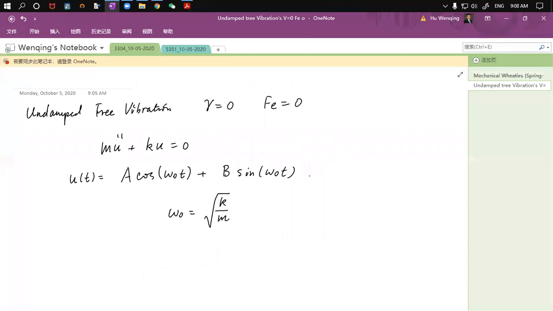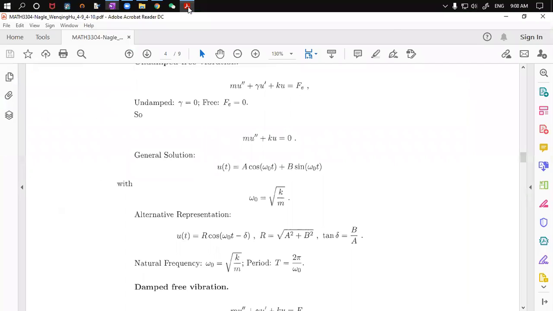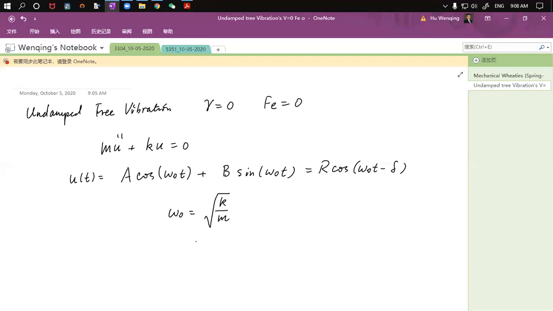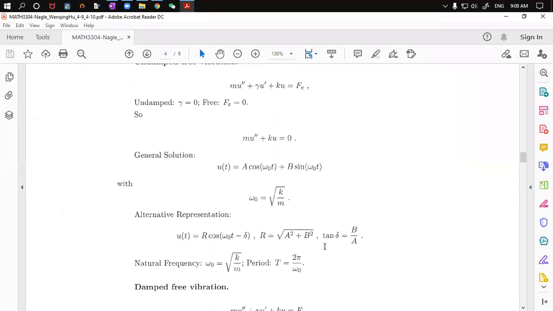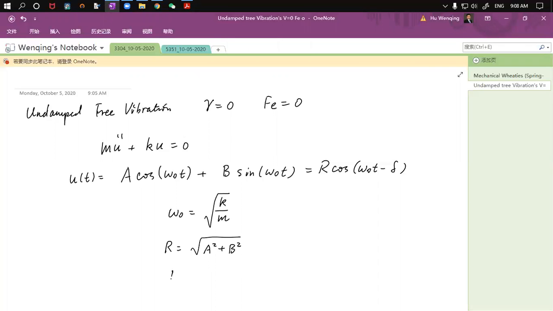Okay, so write this solution as r times cosine of omega 0 t minus delta, where you can determine the delta. So we've been talking about this last time: the r, the amplitude of the vibration, is the square root of a squared plus b squared, and the delta is determined by tangent. The tangent of delta is equal to b over a. So that's going to be the solution for the undamped free vibration.